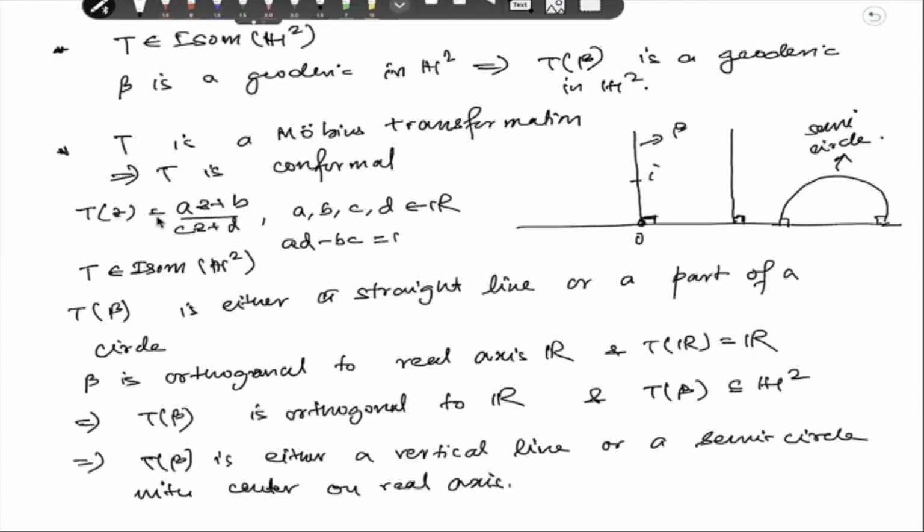Okay, so what we have proved is that if I take any vertical line or semicircle, these are my geodesics. But are there any other geodesics? This will prove that there does not exist any other geodesic. So suppose I take these two points. Let Z1, Z2 belong to the upper half plane, and suppose Z1, Z2 do not lie on a vertical line.